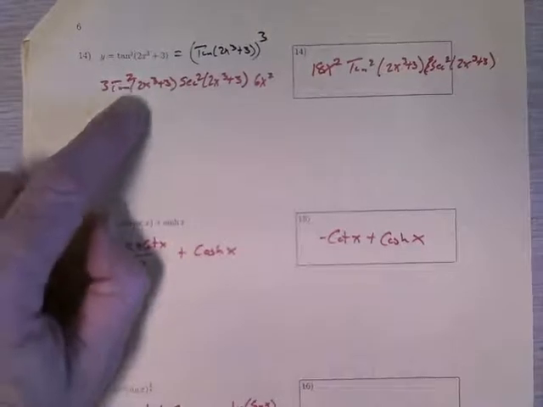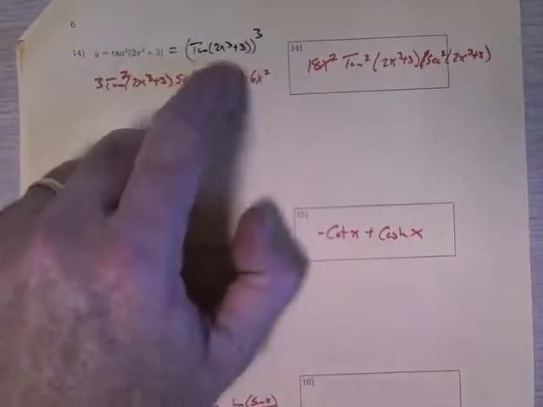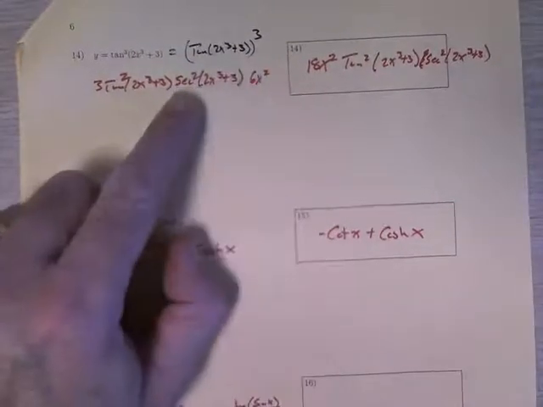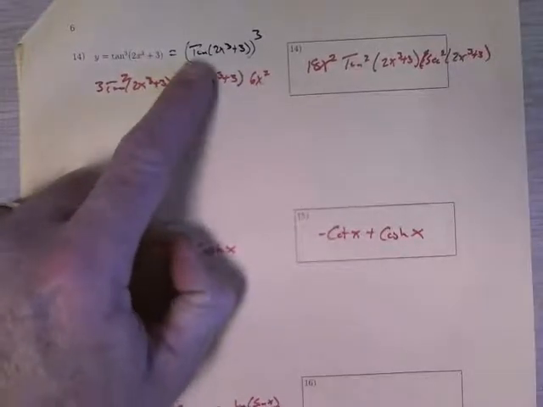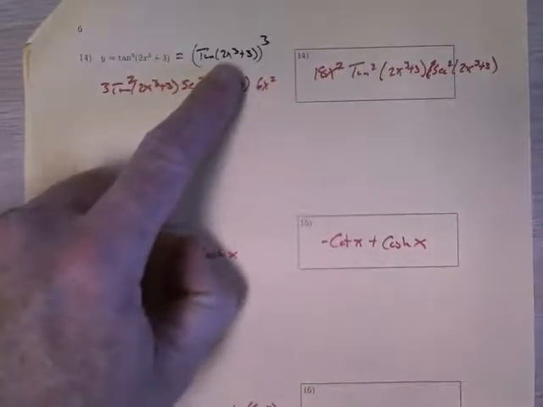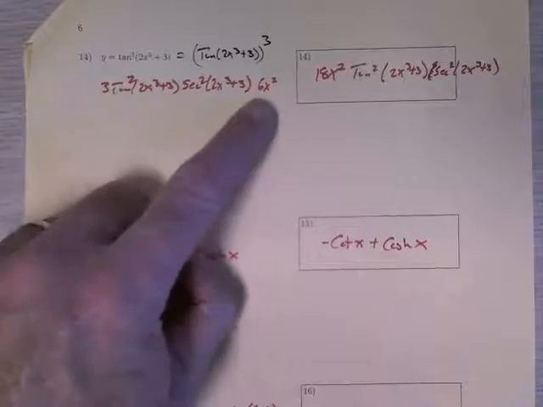So I have 3 times the tangent squared of 2x cubed, right? Then take the derivative of the inside. Well, the inside is the tangent of something. So the derivative of the tangent of something is the secant squared of that something. One more chain rule, because that wasn't just the tangent of x, it was the tangent of something else. I now have to multiply by the derivative of what's inside the tangent. And what's inside the tangent is 2x cubed plus 3, and the derivative of that would be 6x squared.